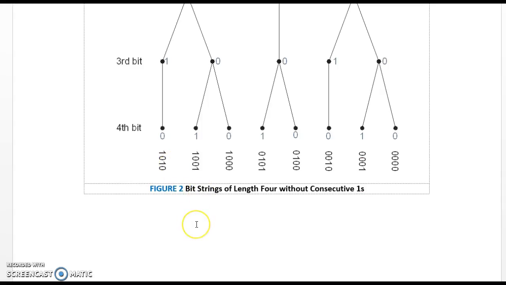So the bit strings altogether that do not have consecutive 1s together are 1010, 1001, 1000, 0101, 0100, 0010, 0001, and 0000.